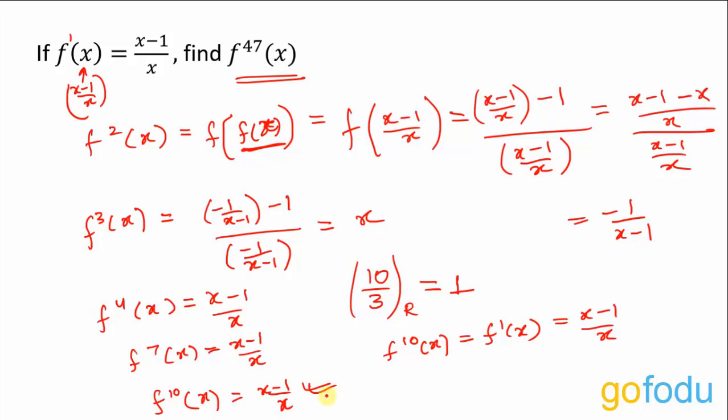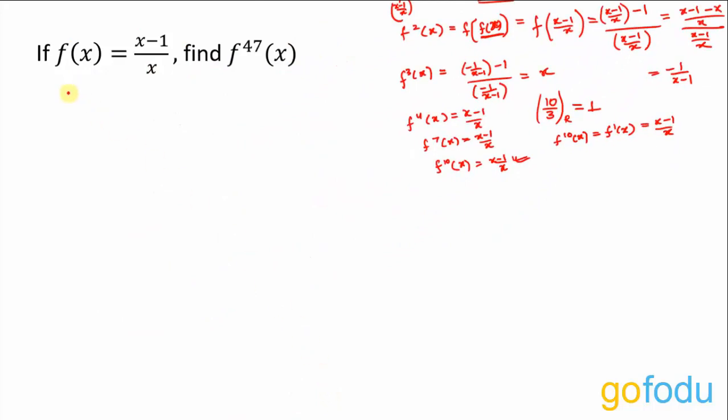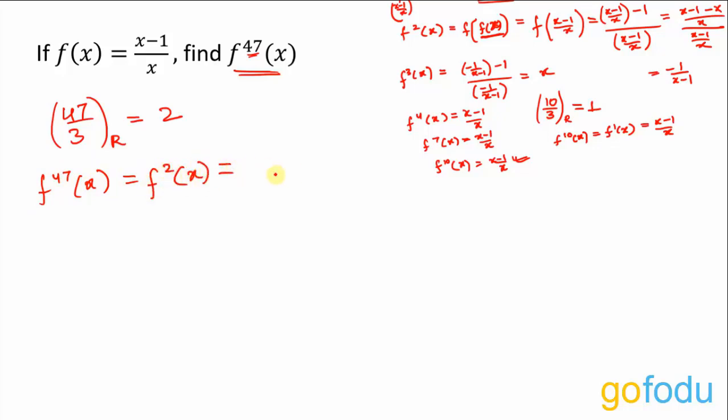Now we want the 47th term. We want f47x. So we'll divide this power of 47 by our cycle, that is 3. 47 upon 3, remainder will be 2. That means the second term is what we will get after doing this iteration 47 times. So f47 of x is equal to f2 of x, which is minus 1 upon x minus 1.